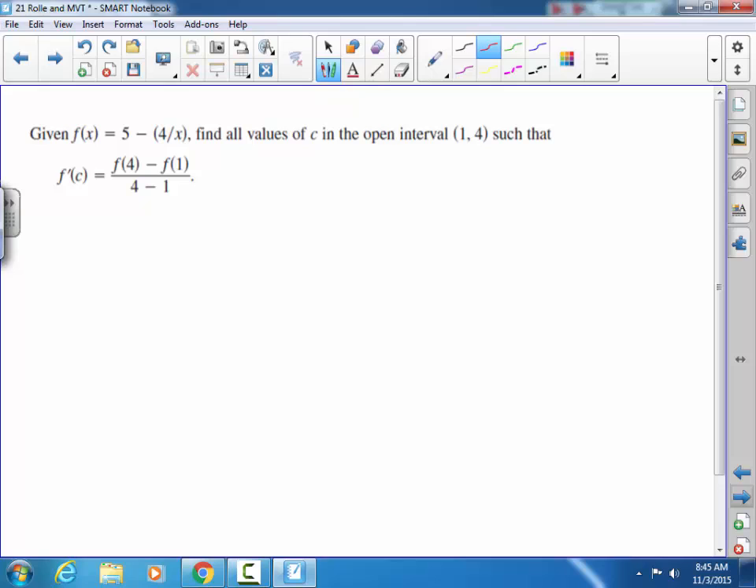Now, when you look at this next problem, given f of x equals 5 minus 4 over x, find all values of c on the open interval 1 to 4 such that that's true. That's right. This is MVT. As soon as you see this, you can say that it's MVT.